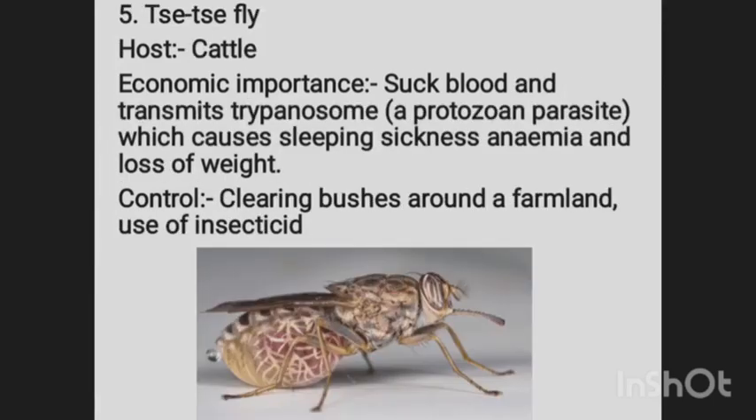Next we have the tsetse fly. Their major host is the cattle. Let's look at their economic importance. They suck blood and transmit a parasite known as trypanosome. This trypanosome causes sleeping sickness, anemia, and loss of weight. How do we control them? You clear the bushes around a farmland and use insecticide.